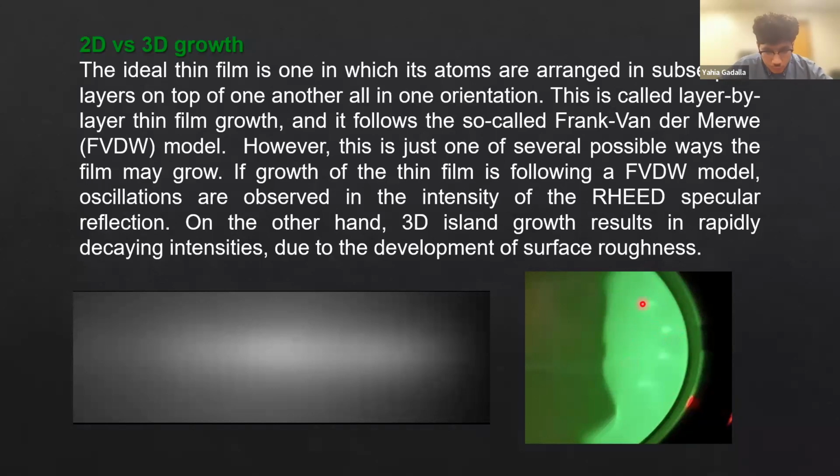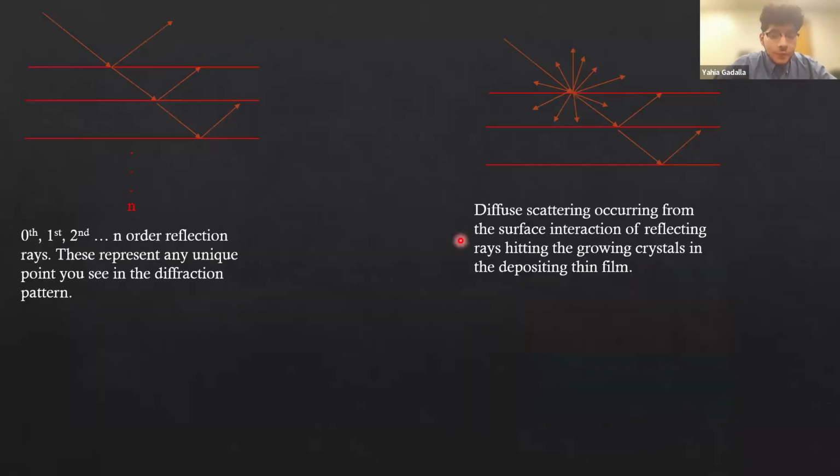But just to show how useful our RHEED is, here I have provided a figure to talk about the difference between diffuse scattering and specular reflection. On the left, we see 3 crystal lattice planes. These are the surfaces of a crystal lattice here.